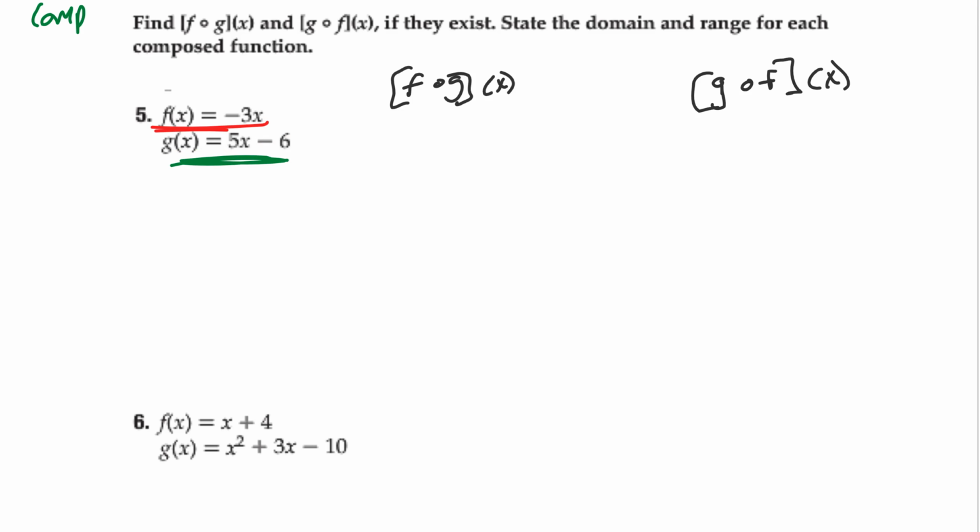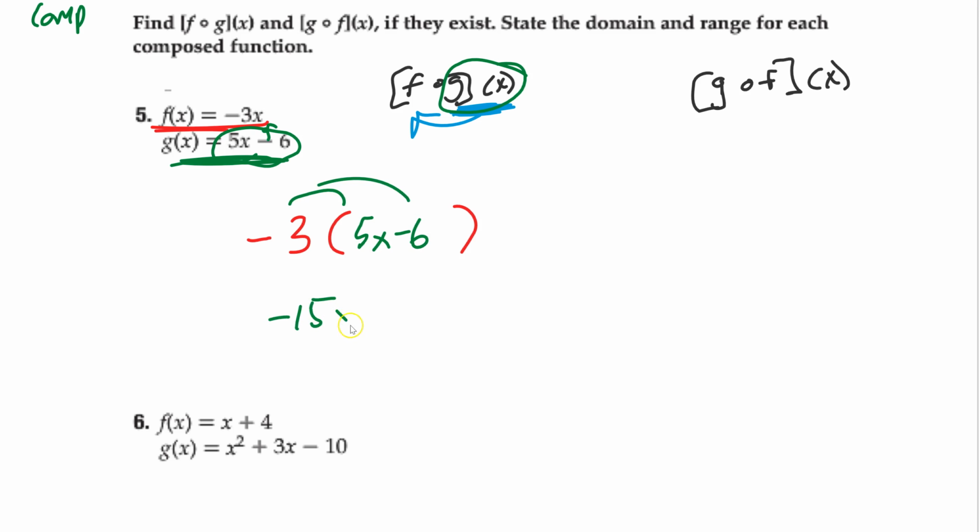And then the way we do this is always the same way. We're going to plug inside into the outside. So I always ask, what's the outside function? Our outside function is f, so write it. So f is -3 times something. That's what f is. We're going to plug g into that. So what is g? G is this thing. We're plugging that into the x right there. So it's going to be -3 times (5x minus 6). Then we distribute: -15x plus 18. That's what f of g of x is. We're plugging g into the f function. Domain: no fraction, no square root, all real numbers.